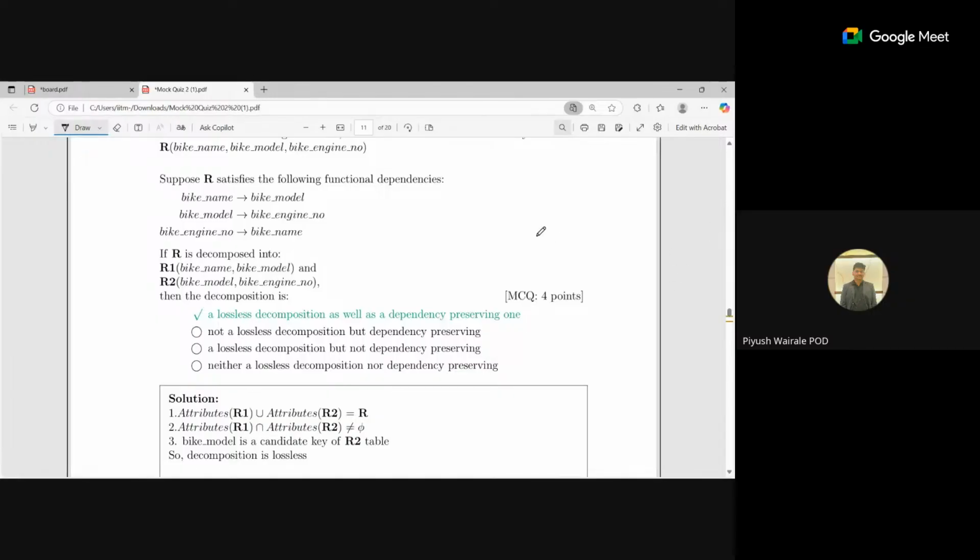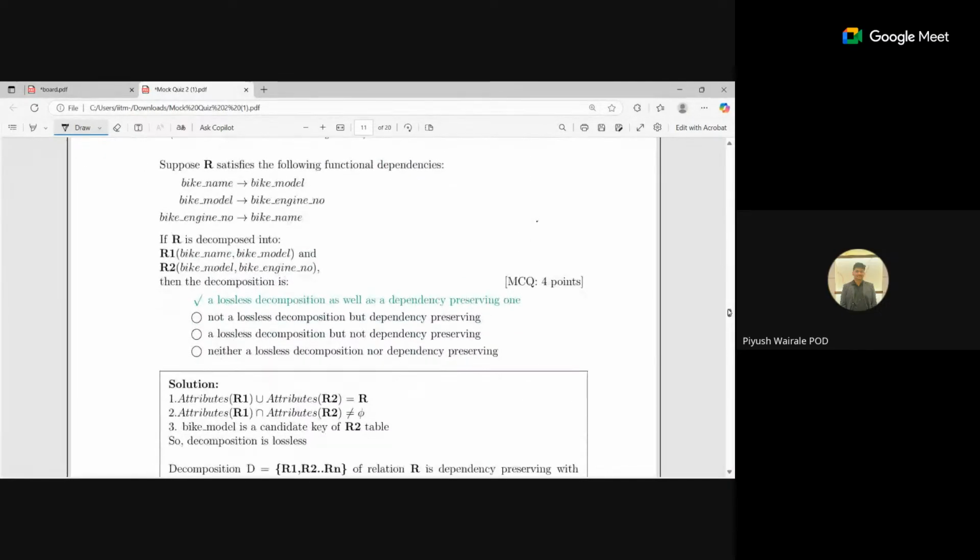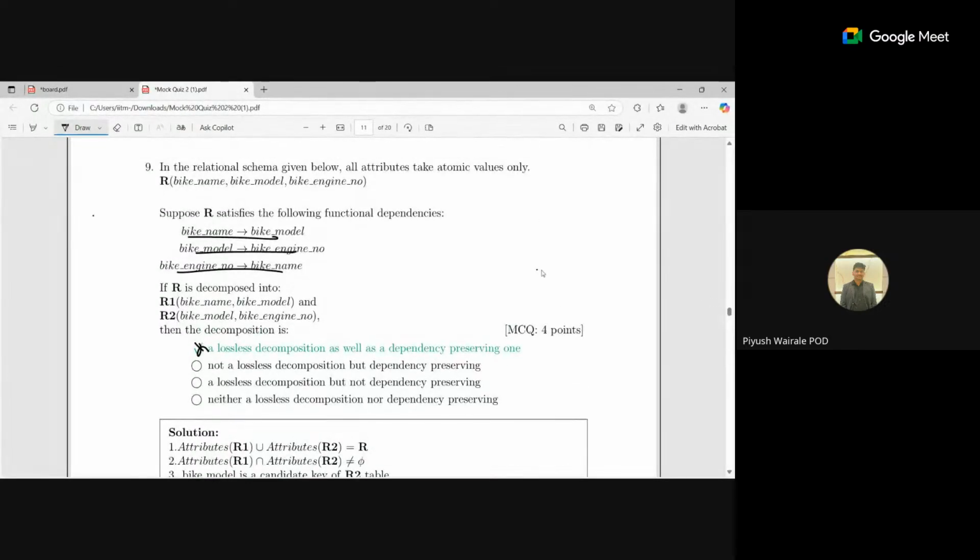I guess this is a good question we have. Let's discuss this particular question. Tell me whether it is lossy or lossless. Anyway, the answer is given here. We have three functional dependencies on this relation. Bike name determines bike model. Bike model determines bike engine number. Bike engine number determines bike name. Is this decomposition lossless?